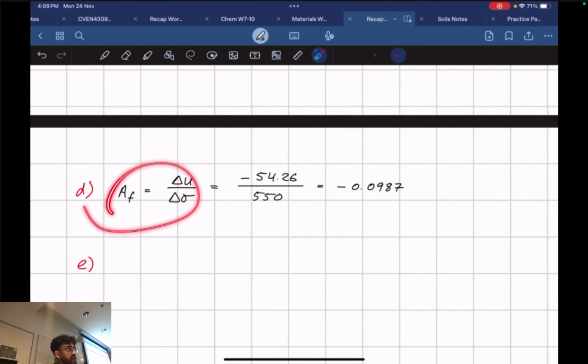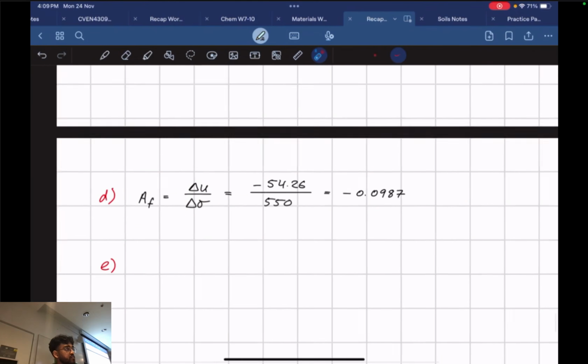This is your Skempton parameter, AF. It's just going to be your difference in pore water pressure divided by your deviatoric stress, which is given by this. This is a bit of formula work.